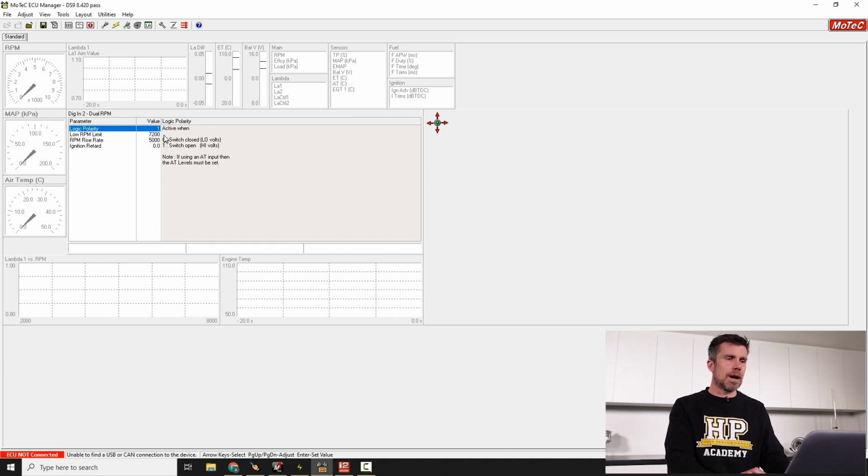So the key parameter here, or two key parameters, are the low RPM limit. In this case, 7,200 RPM, this is actually from a different run. So this sets the RPM limit for our launch control strategy. In the data log we just looked at, we all remember it was 7,300. So that's important. We're going to adjust this based on the track conditions.